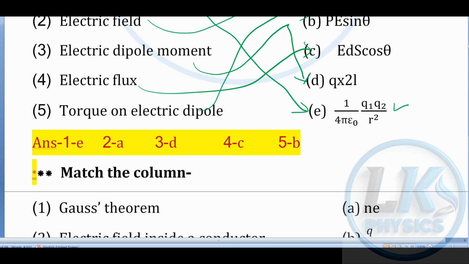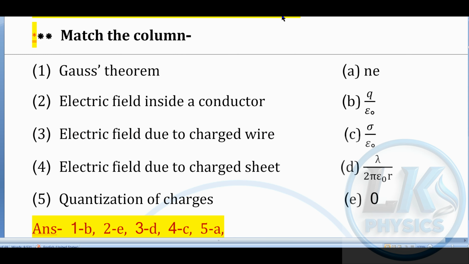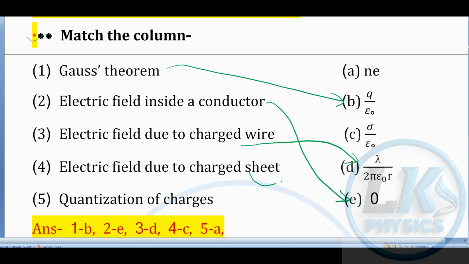For better preparation, you can note these questions in your notebook and practice it. Now the next match the column is Gauss's theorem. This is Q upon epsilon naught. Electric field inside the conductor is always 0. Electric field due to charged wire is lambda upon 2 pi epsilon naught r. Electric field due to charge sheet is sigma upon epsilon naught. Quantization of charge is Ne.